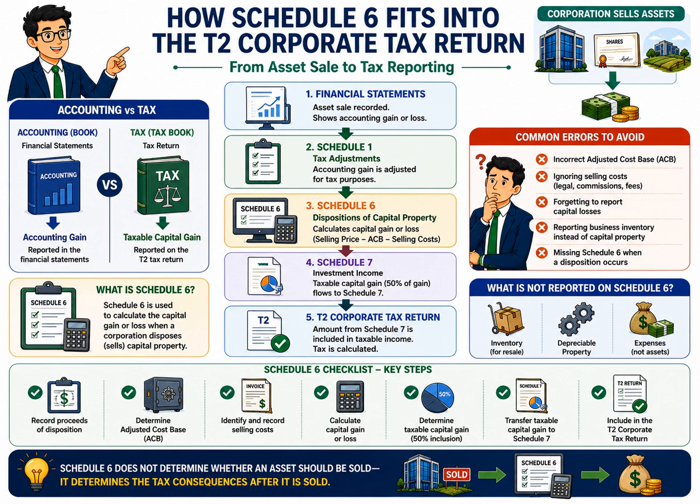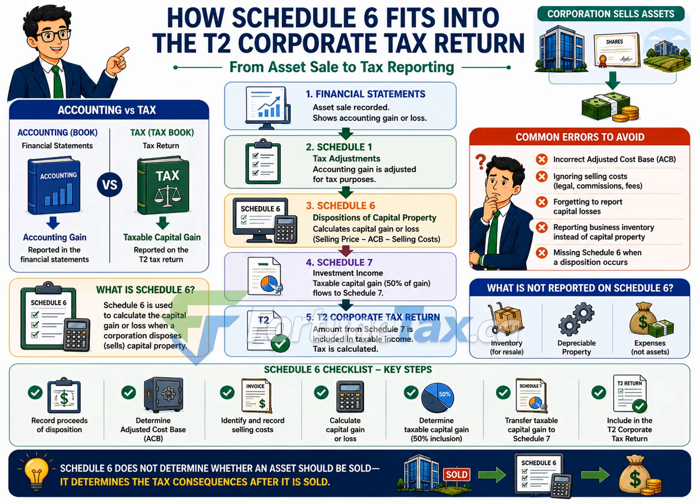Once those adjustments have been made, Schedule 6 calculates the actual capital gain or capital loss for tax purposes. It uses the proceeds of disposition, the adjusted cost base, and the selling costs to determine the gain or loss resulting from the sale of the capital property. If the corporation has a capital gain, only the taxable portion of that gain moves forward in the tax return. The taxable capital gain then becomes part of the corporation's investment income calculations, which are reflected in Schedule 7 before flowing into the T2 corporate tax return.